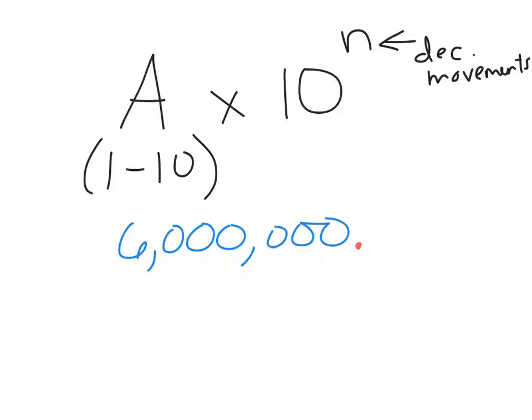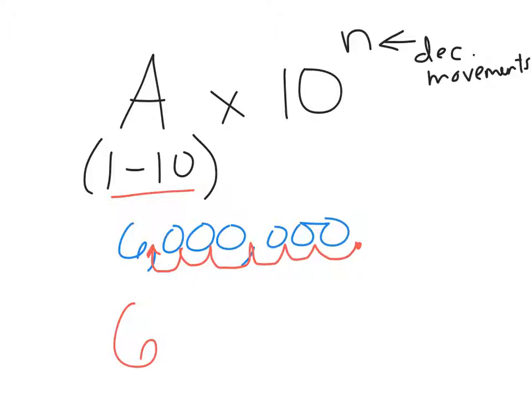So if I moved it, say, 1, 2, 3 times, that would get me down to 6,000. You can see I'm just shrinking this number down. If I move it 4, 5 times, I'm now at 60, but I need it to fall between 1 and 10. So moving it 6 times, moving that decimal to right behind the 6, would make it 6. And that absolutely falls between 1 and 10. So I'm going to stop there at 6 movements.